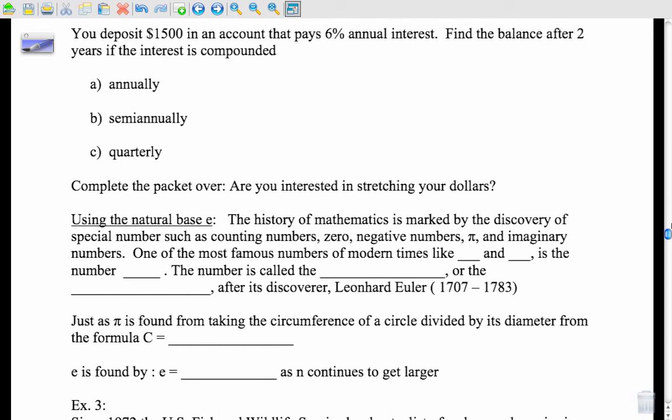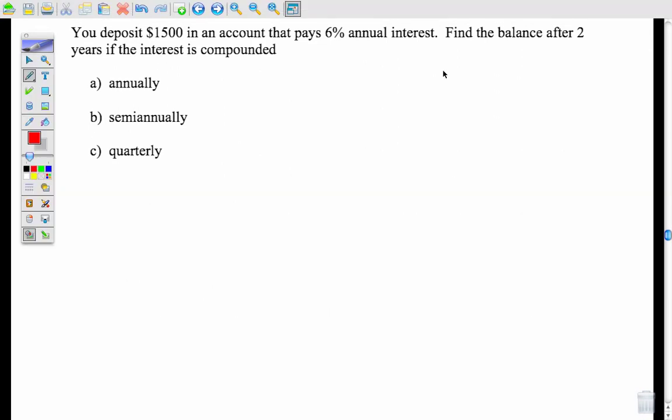So let me show you an example. Actually, we're going to do 3 examples all in the same one. We're going to go annually, semi-annually, and quarterly, dealing with $1,500. Okay, so first let's take care of annually. Annually means once a year.